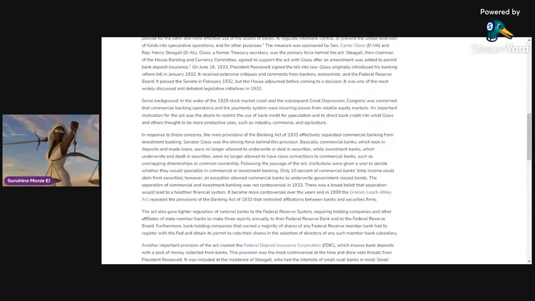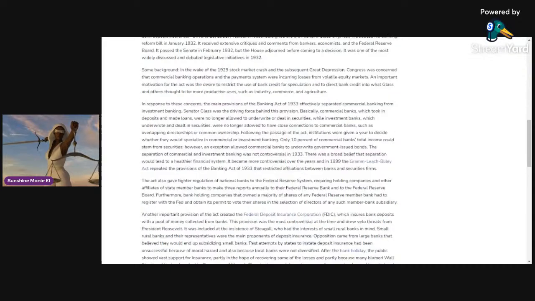In the wake of the 1929 stock market crash and subsequent Great Depression, Congress was concerned that commercial banking operations and payment systems were incurring losses from volatile equity markets. An important motivation for the act was the desire to restrict the use of bank credit for speculation and direct bank credit into what Glass and others thought would be more productive uses.